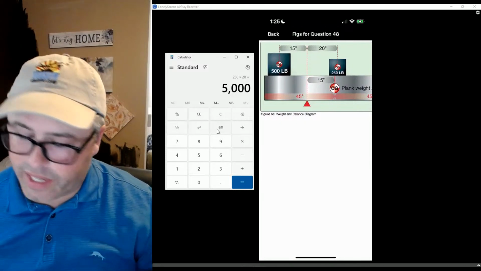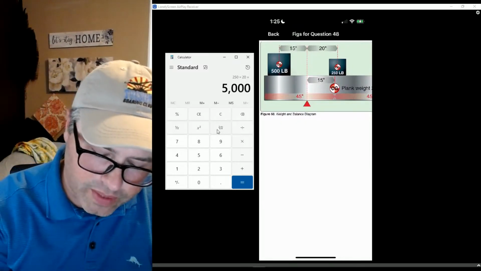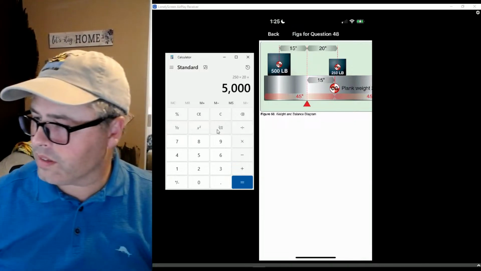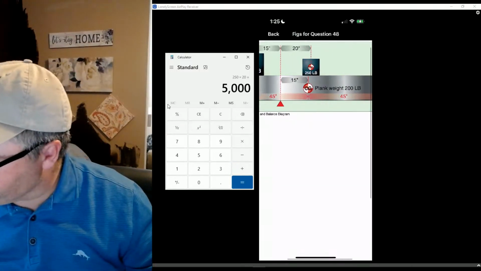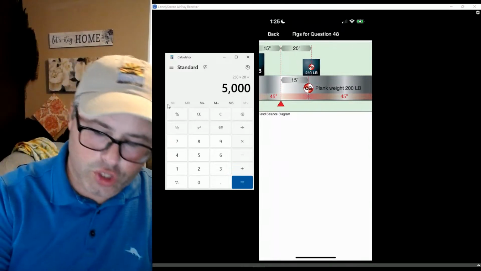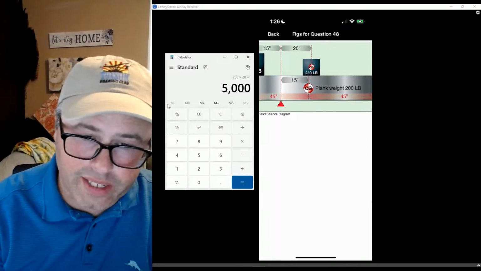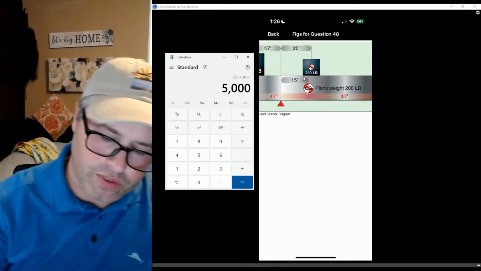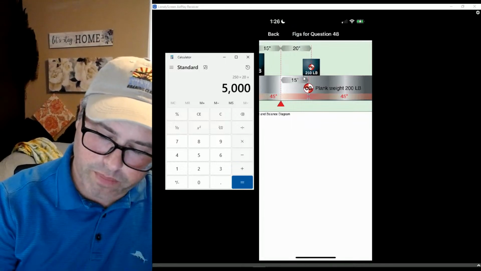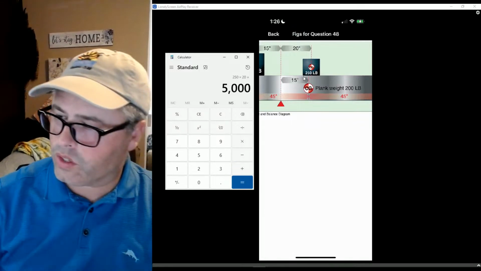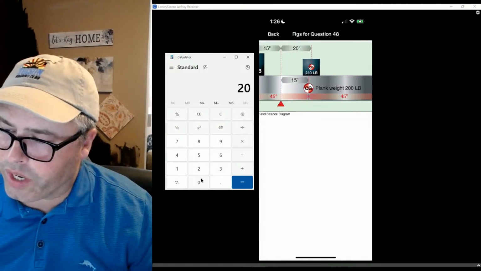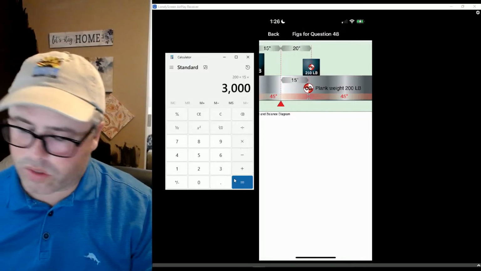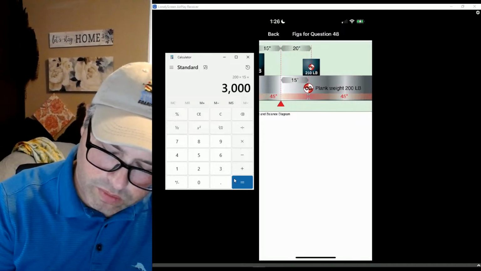And then the last one is the plank itself. Item 3 is the plank. It weighs, let's move that over slightly, 200 pounds. And it's to the right, and you can see 15 inches. Times 15. Weight times arm equals moment. So then we just use the calculator again. 200 times 15 equals 3,000.